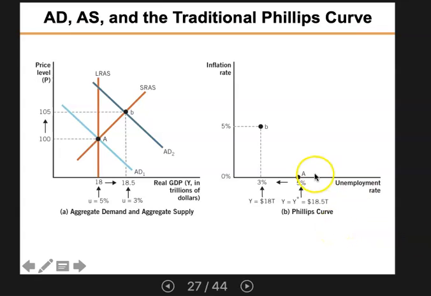Okay, so you see two equilibrium points on the right-hand side in this new graph. That plots the inverse relationship between the inflation rate and the unemployment rate.